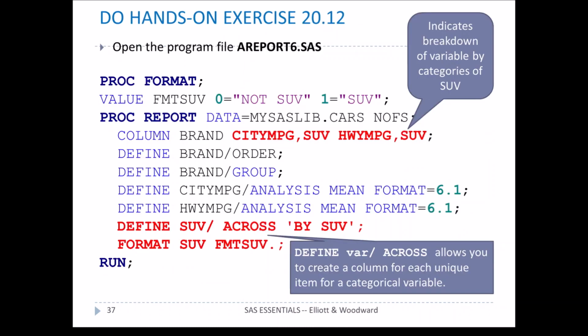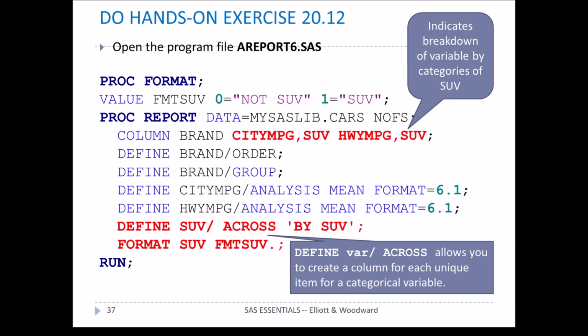All right, so let's do a hands-on exercise 20.12 and open up report6.sas. In this case, we're creating a PROC FORMAT where we're creating a format called FMT_SUV. 0 means it's not an SUV, 1 means it is an SUV. And then we're going to create a PROC REPORT where we're going to have columns brand, city miles per gallon, comma SUV, highway miles per gallon, comma SUV. So what that's going to do is we're saying, give me city miles per gallon broken down by SUV, yes or no, and highway miles per gallon broken down by SUV.